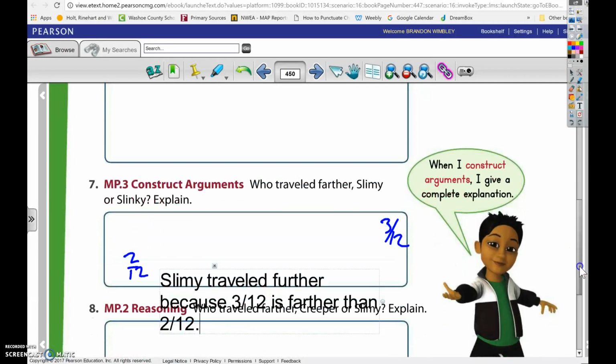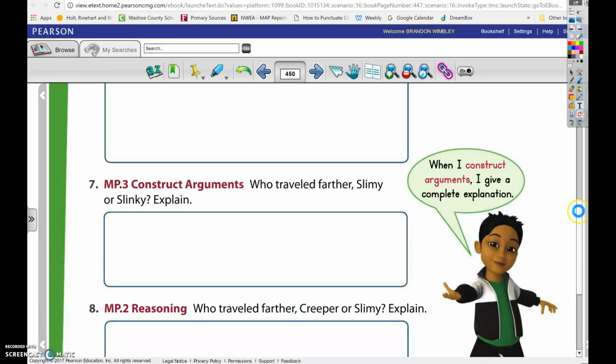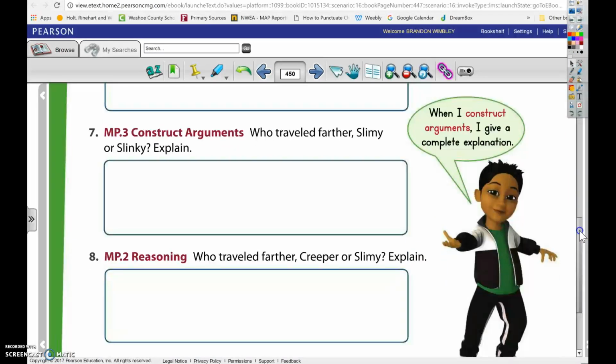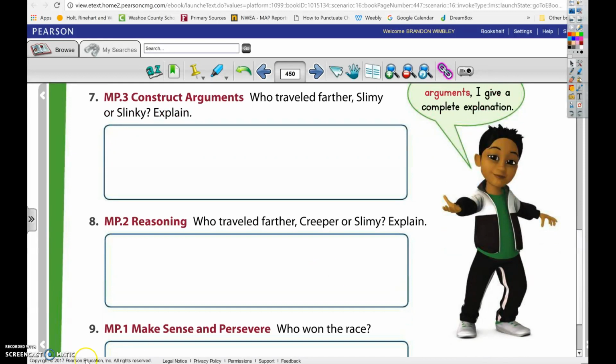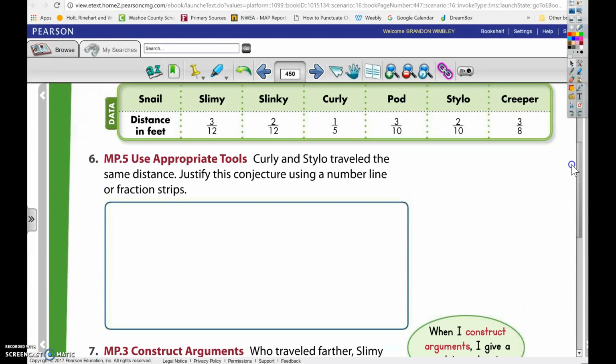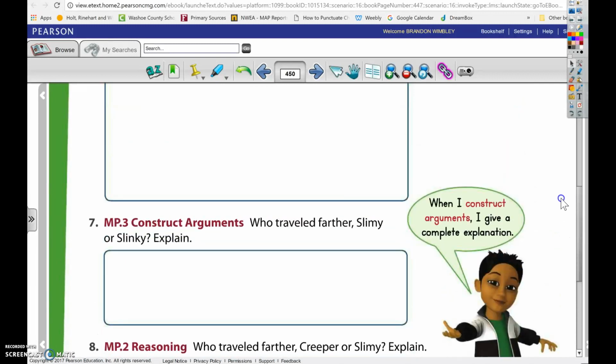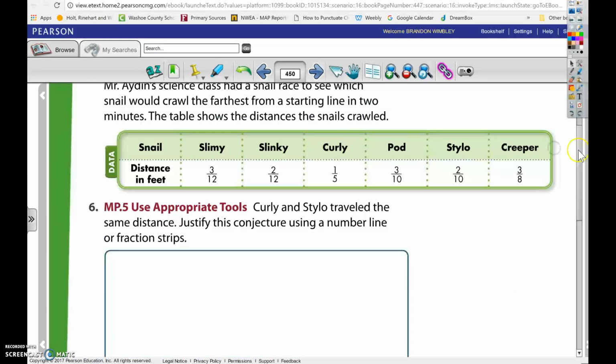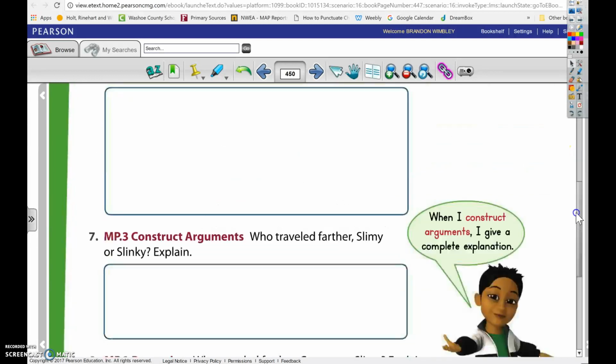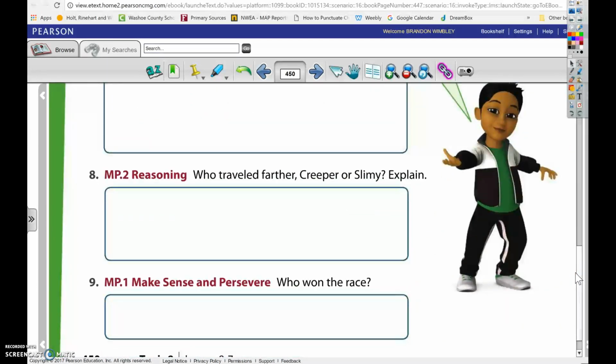My next one's going to be a little harder though, because it's asked me to compare Creeper and Slimer. And I know Slimy was 3/12. Pause it, so I'm going to go back up and look at Slimy and Slinky. I think I said the wrong one. I'm going to look at Creeper and Slimy. So Creeper I see is 3/8 and Slimy is 3/12. So I'm going to need to find that common denominator. So I had 3/12 and 3/8. So I'm going to check.